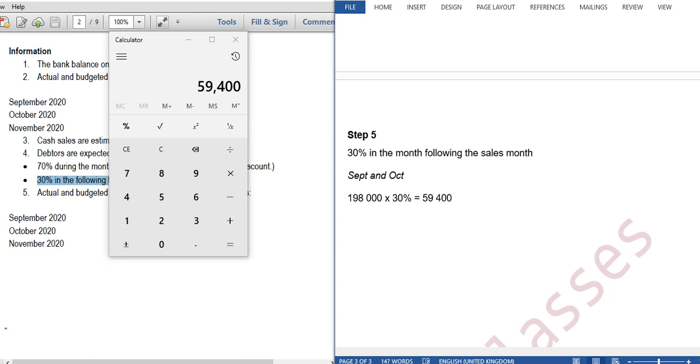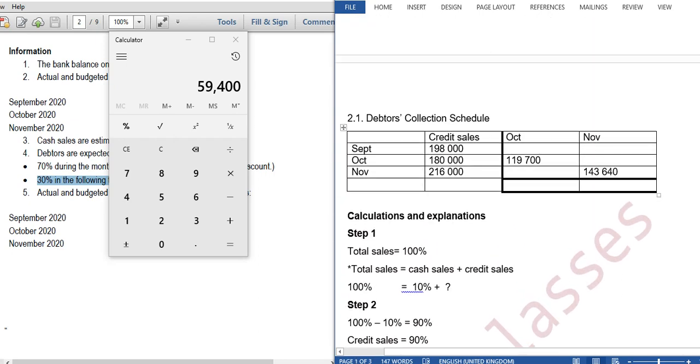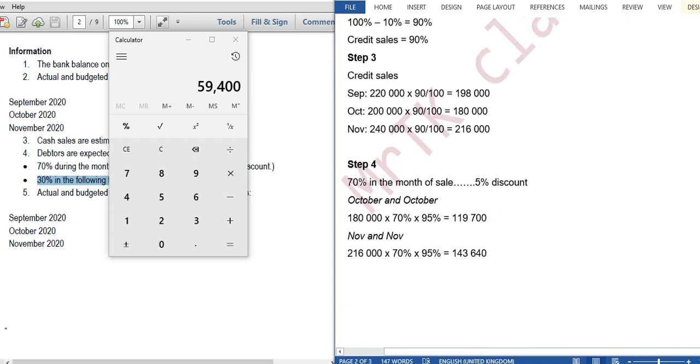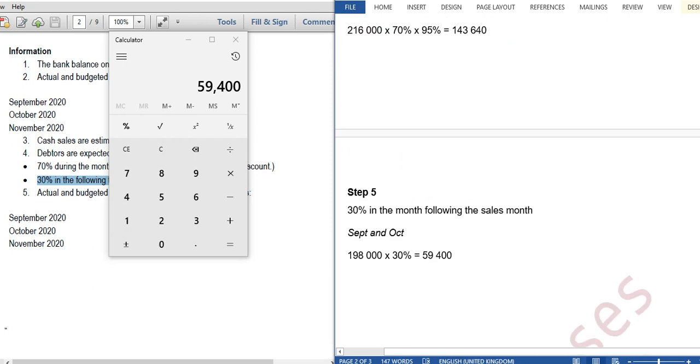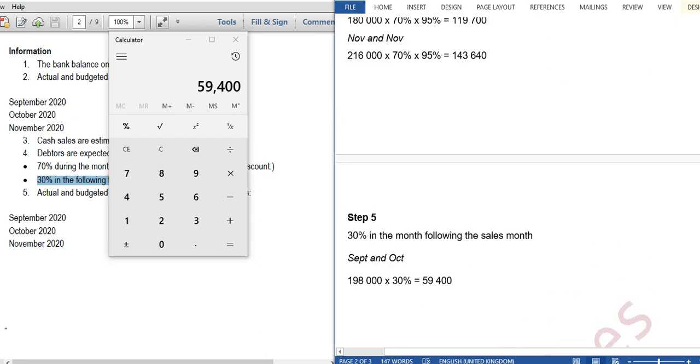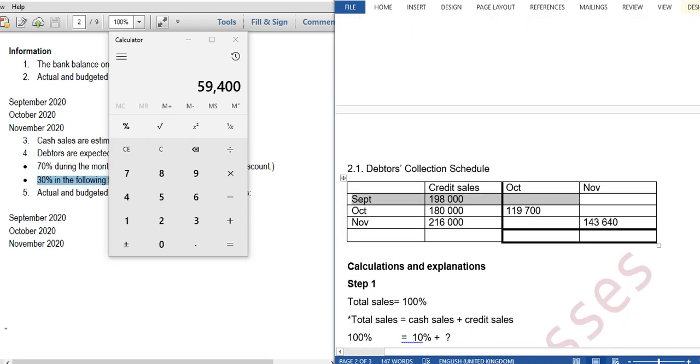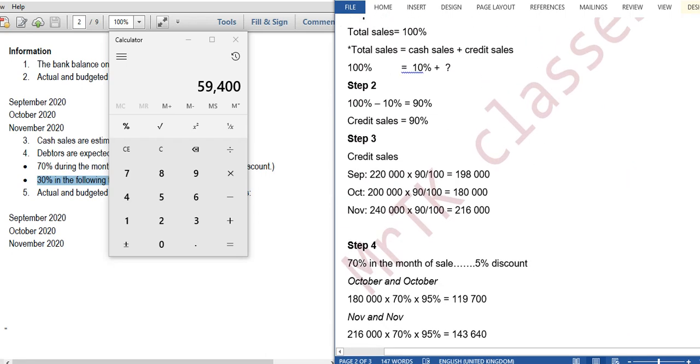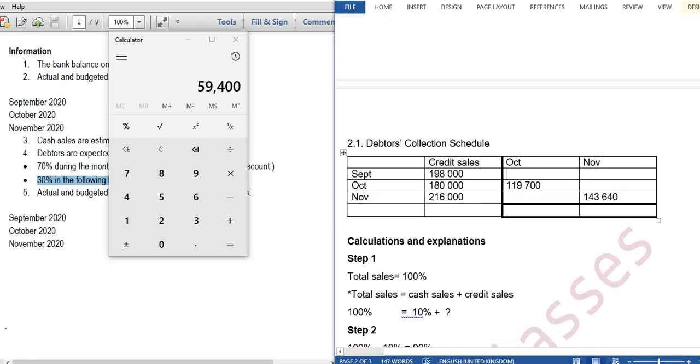Okay, 59,400. This is what we are going to receive in October, right? If we sell in September, we are going to receive in October. It means we are going to write it here: if we sell in September, we will receive in October 59,400.